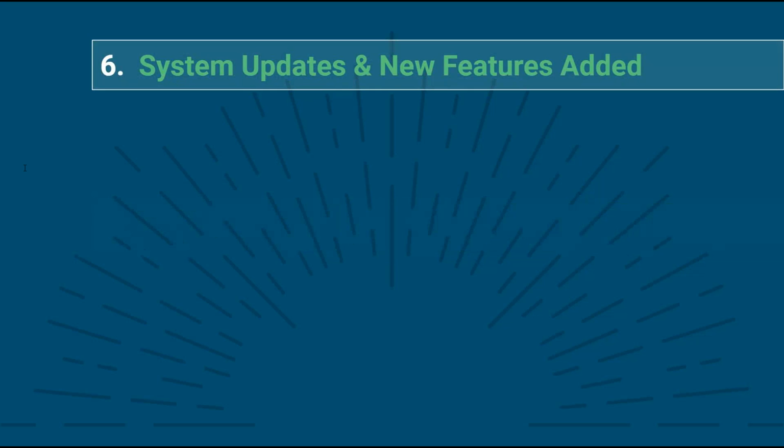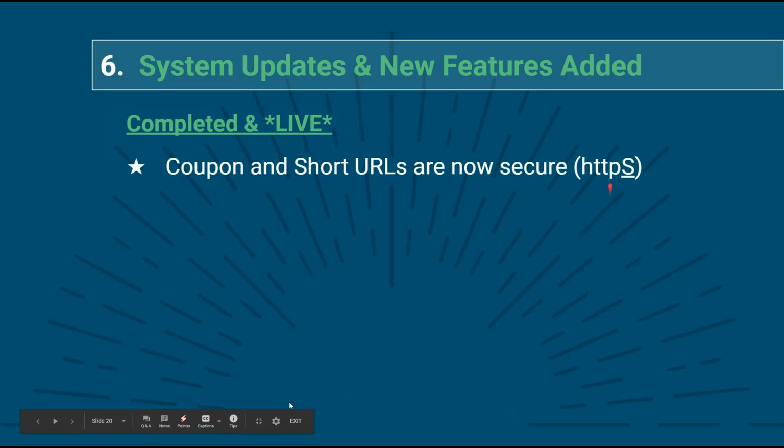System updates and new features added. A few things here to cover. These are completed and live. As you know, we've switched all the coupon and short URLs. They're now secure. This was done, I think, a couple months back. It was part of the toll-free and 10DLC messaging, in that the carriers wanted to see these links secure in order to bypass the spam filters. So we took the steps to do that.